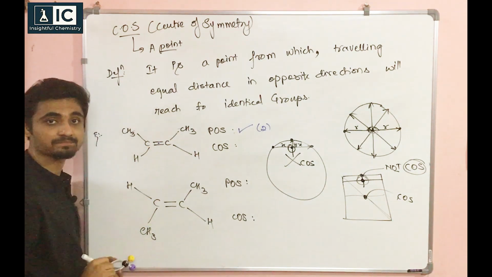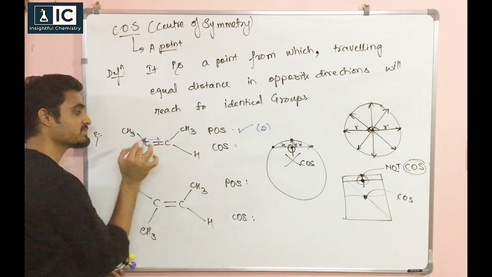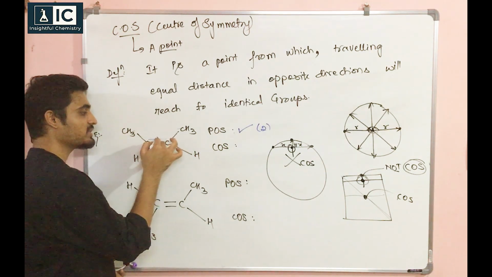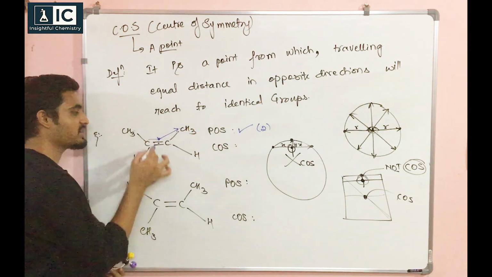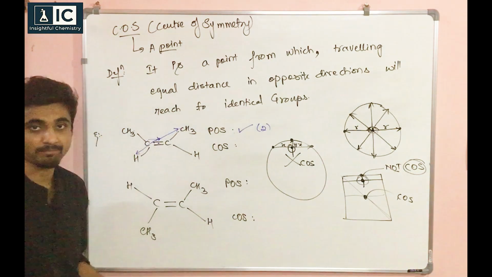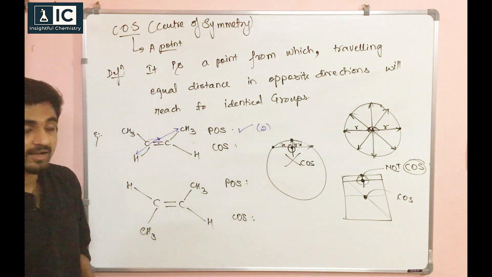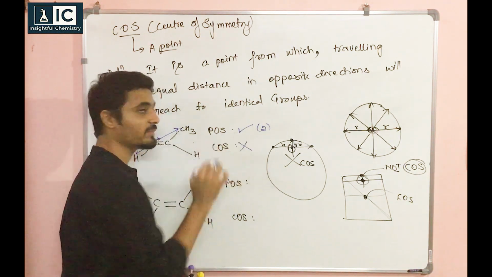Okay, let's come in center. Suppose I come here, I go right side, I get carbon, left side same carbon. I go from this point, I go this direction CH3, but when I go this direction I get H. Not same. Similarly, you go anywhere, you cannot find a center like that. Therefore there is no center of symmetry.